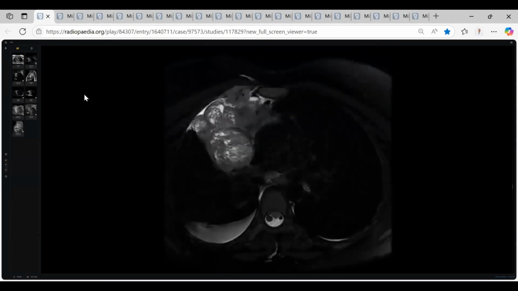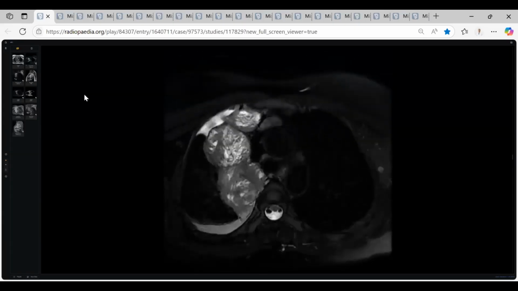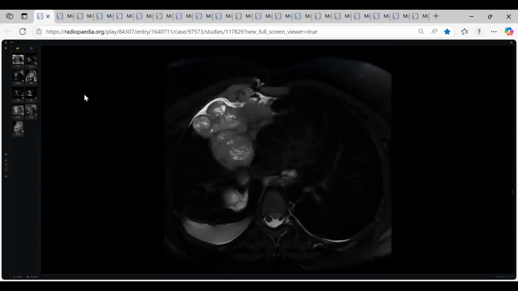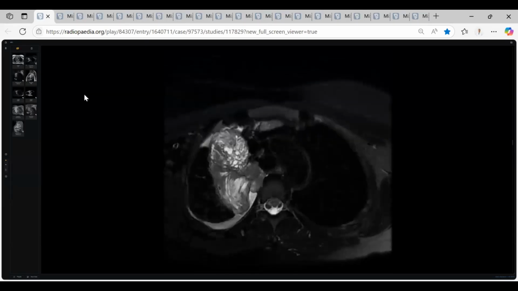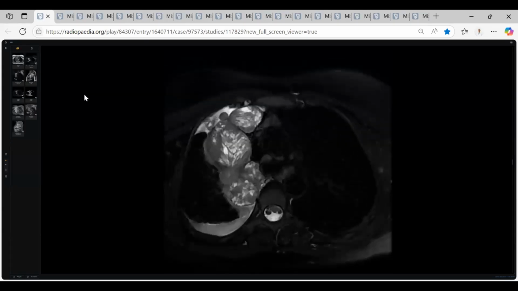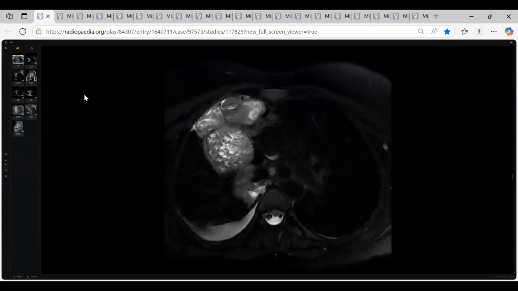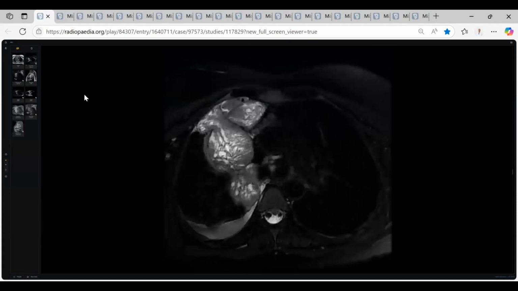It is a heterogeneous mass on T2. What is the name of the sequence? This is a T2 sequence. What type of T2 sequence? T2 STIR. Okay, so this is a STIR image. It is a fluid sensitive sequence.